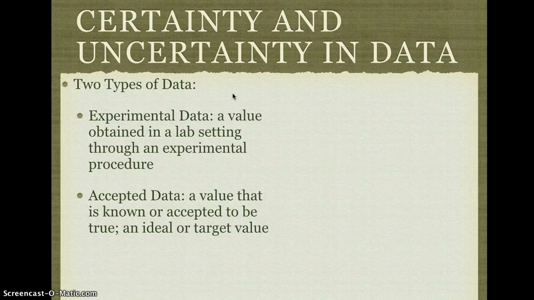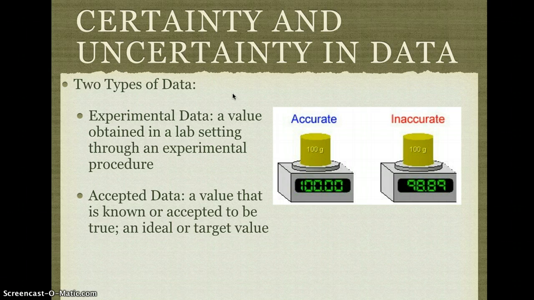If it is accepted data, it's a value that is accepted to be true or is known to be true. This we often call the ideal value. An ideal value is what we would know it to be or what we would accept it to be. And experimental data is what we find in our experiment. Our experiment rarely matches the accepted data. Now, depending on where they match up, we have different ways to look at this.